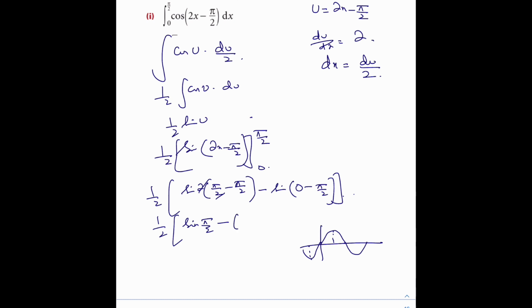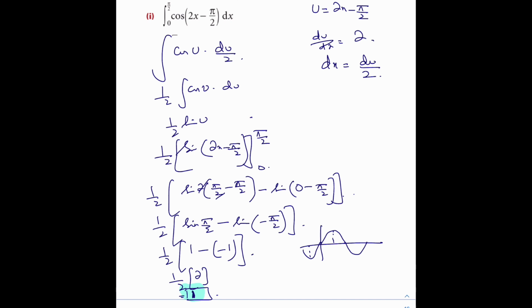Okay, so minus, I'm just writing sine of pi by 2 here, and then I'm going to do it in the next step. I'm writing sine of negative pi by 2, the bracket closed. Half, sine of pi by 2 is 1, minus sine of negative pi by 2 is negative 1. Okay, 1 upon 2, 1 plus 1 is 2, so the answer is 1. This is the final answer.